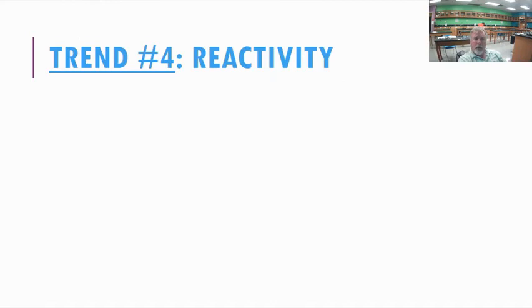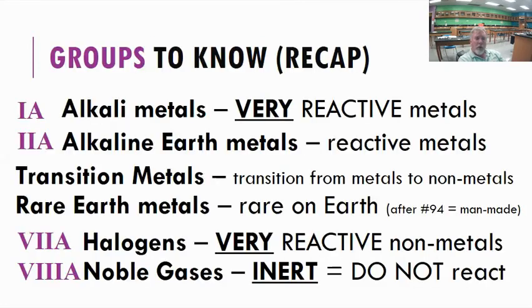And our next trend that we're going to talk about is reactivity. Trend 4 is reactivity. Now, as we go on to talk about this, I want to do a reminder of what we talked about last week about our groups. I remember we called group 1A, or alkali metals, very, very reactive. Our group 2 metals were still reactive, but not quite as reactive as our alkali metals in group 1. Our group 7 are very reactive, the most reactive nonmetals. And then group 8 are noble gases. Remember, they're inert. They don't react at all.